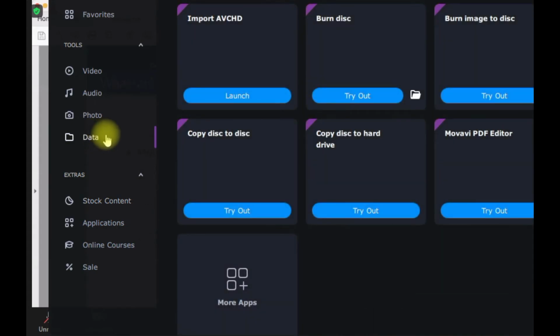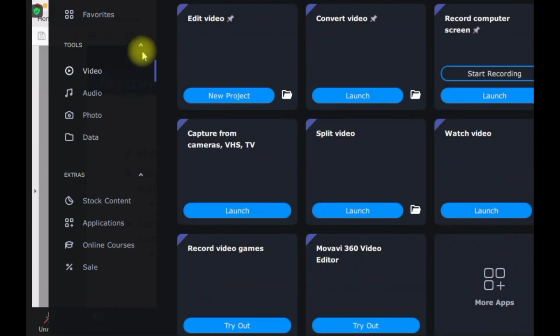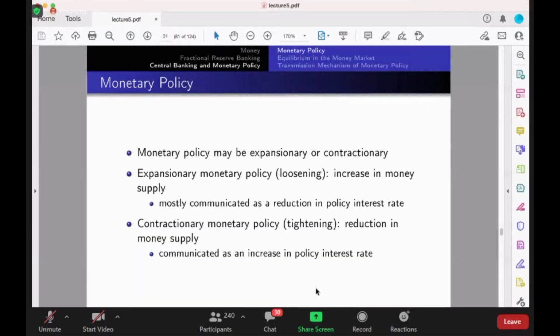Okay, so there's this committee called the Monetary Policy Committee. They basically do all those things. The monetary policy can be used to either increase or decrease the money supply. So monetary policy may be in two forms. It could be expansionary, or it could be contractionary.